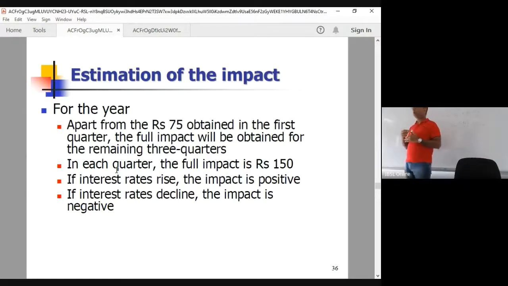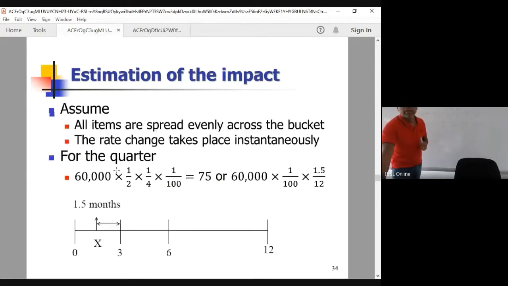If interest rates go up and you have more on the shorter end, in other words, your assets are getting repriced. You have more assets in the short end, which basically means if interest rates rise, you have more assets than liabilities, so therefore you will make more money. In other words, it's positive.